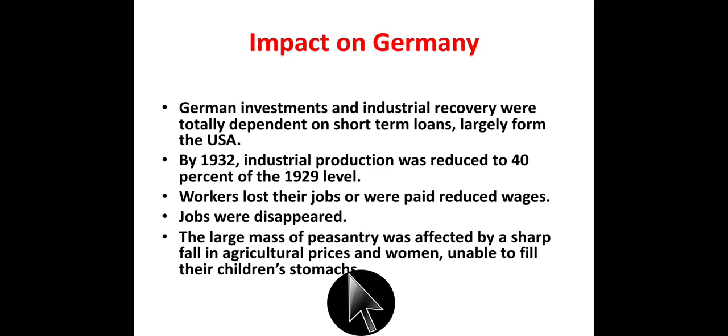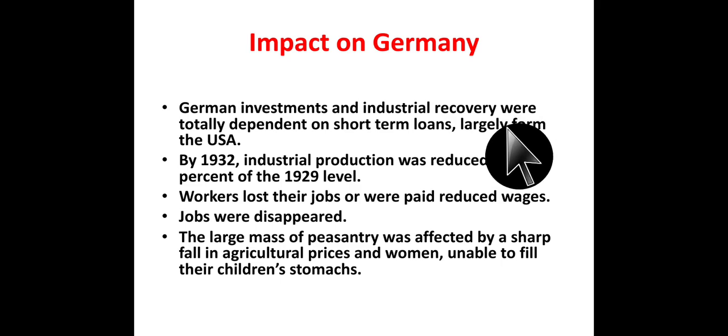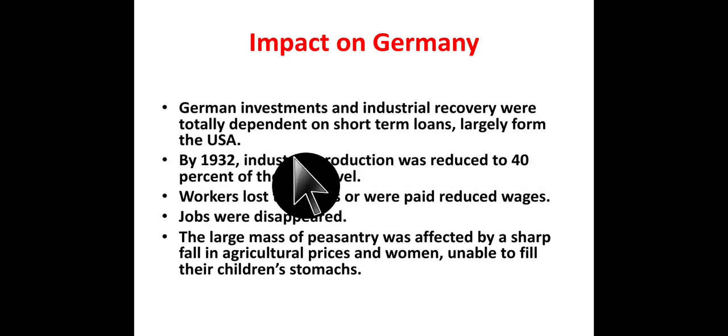Now this was the condition of the USA. We all know that Germany was totally dependent upon the USA for loans. So now, the impact on Germany. German investments and industrial recovery were totally dependent on short-term loans largely from the USA. At that time the condition of the USA was worse. So how could the USA help Germany?